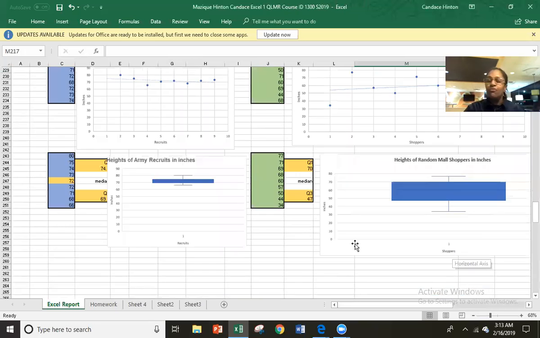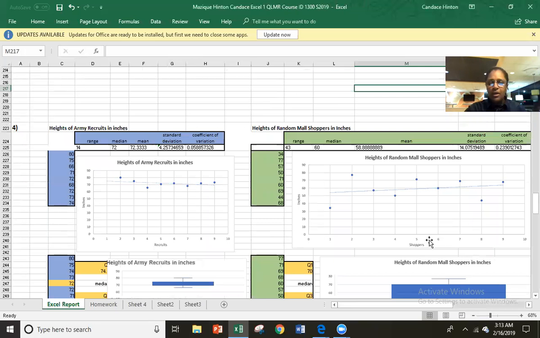When we get to number 4, we're looking at the heights of Army recruits in inches, as well as heights of random mall shoppers in inches. So we're doing a comparison. Here we have two different charts.